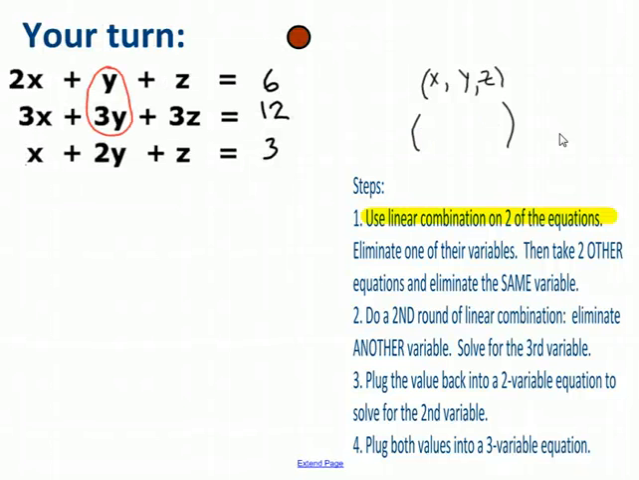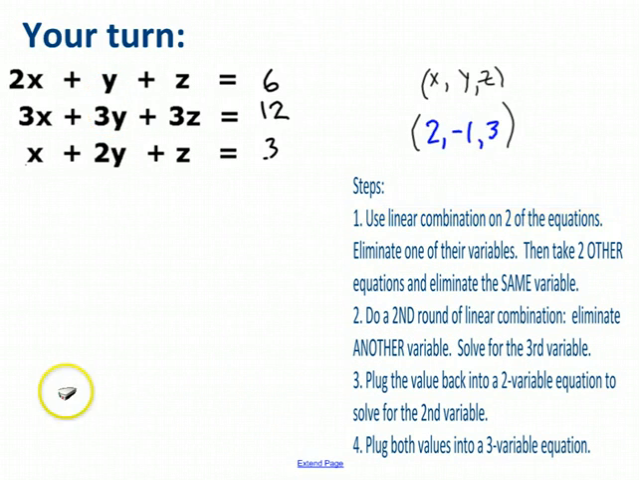Your turn. Hit the pause button. After all, this is review, but I've still left you the three steps here. And when you come back, I'm going to show you the results. Okay, you should have found that these three equations over here cross at the point 2, negative 1, 3. If that's not what you got, come in and let's talk about it, and we'll work through the problem together.